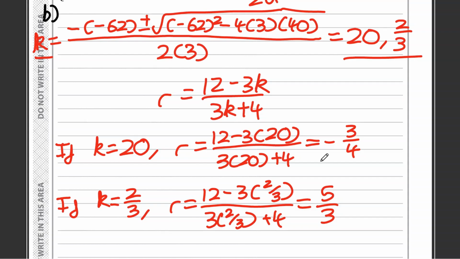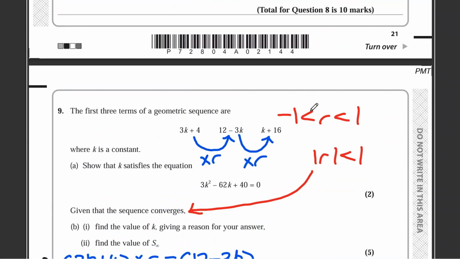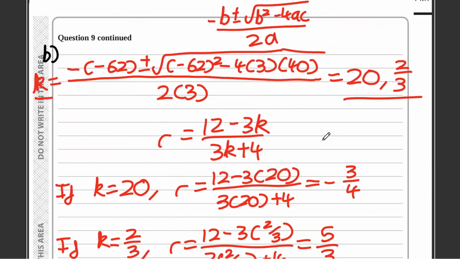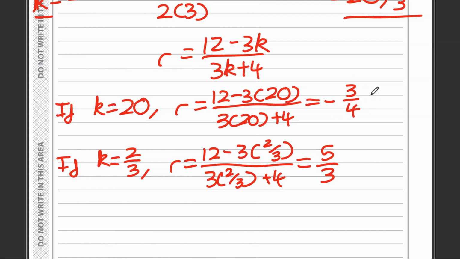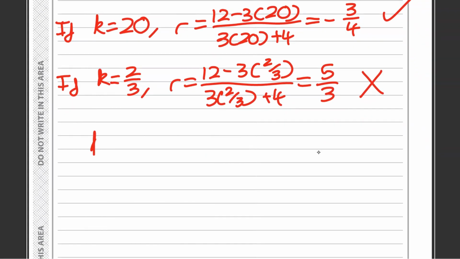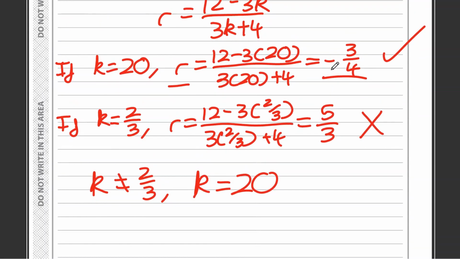Now, this is useful to us because we know that r has to be between -1 and 1. Well, if k is equal to 20, r is equal to minus 3 over 4. So this one's fine, we can work with this one. However, if k is equal to 2 over 3, r is equal to 5 over 3. So therefore, this is not a solution because r cannot be equal to 5 over 3, because it's not between -1 and 1. So therefore, k is not equal to 2 over 3. k is equal to 20, where r is equal to minus 3 over 4, and that there is the final answer.